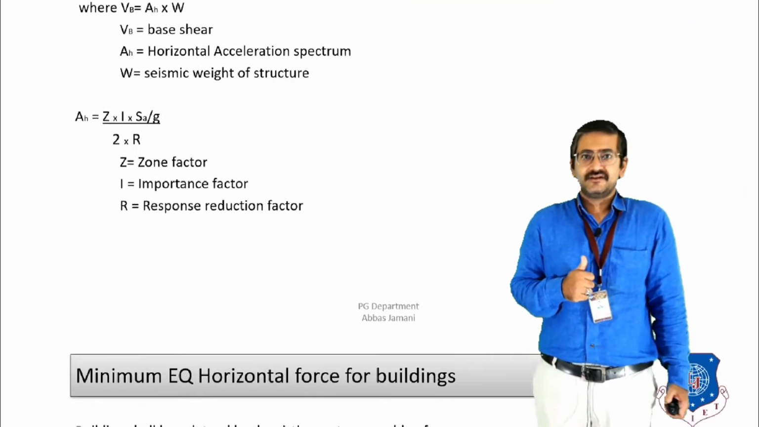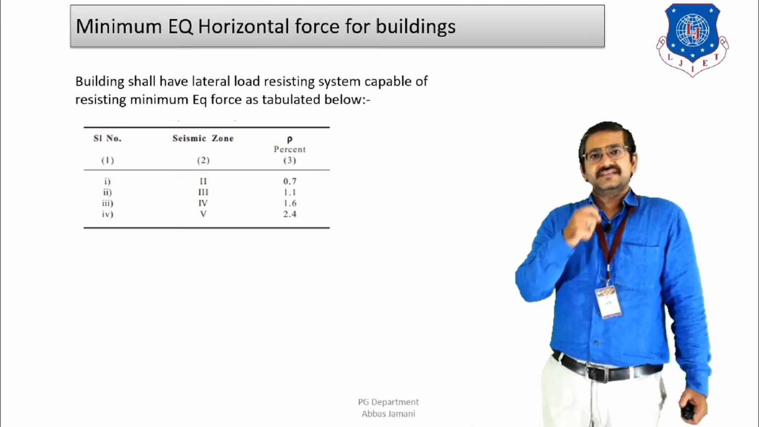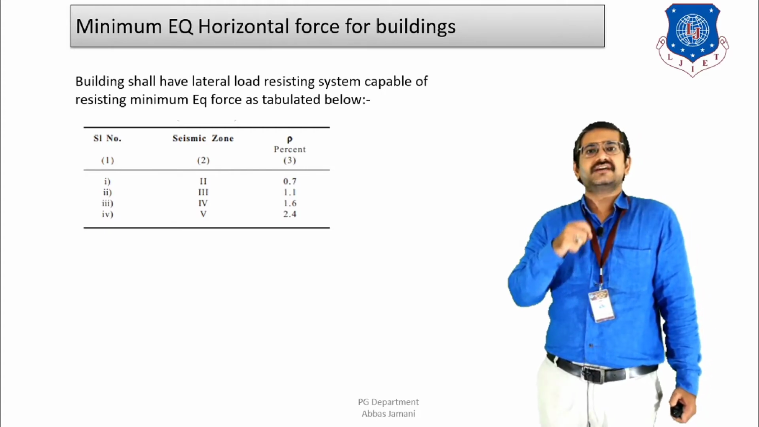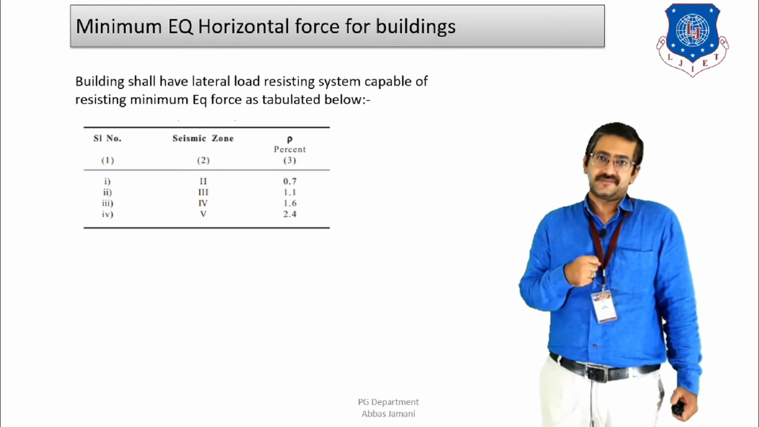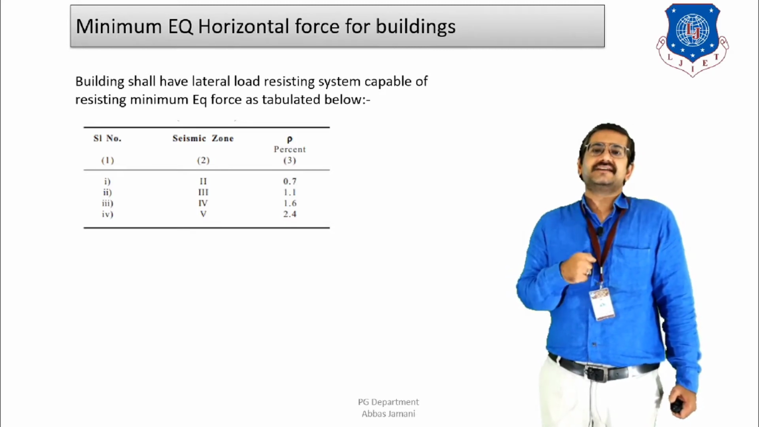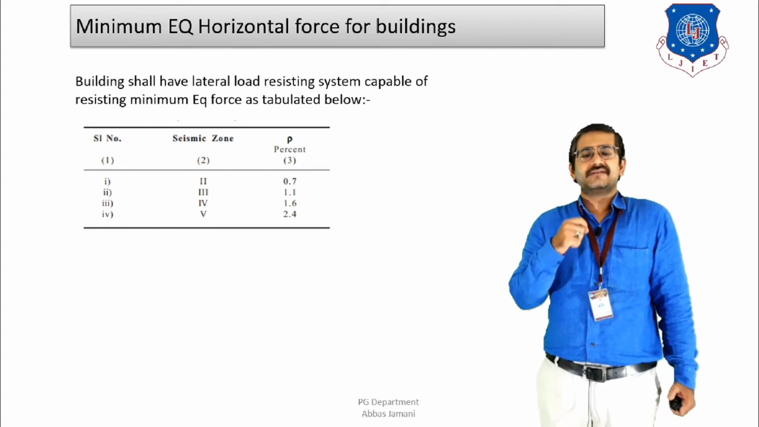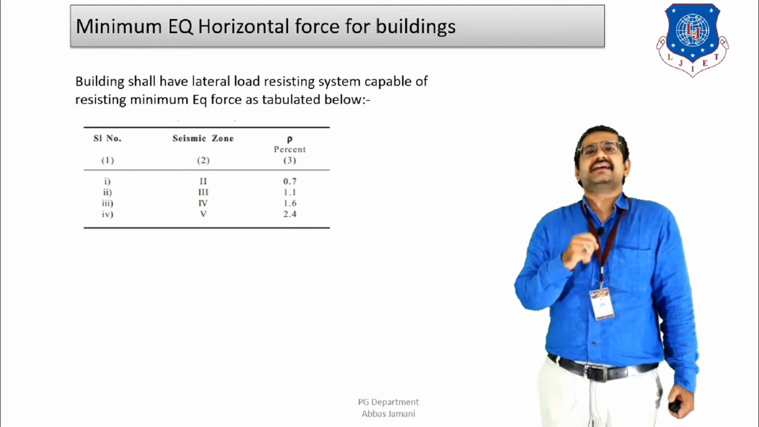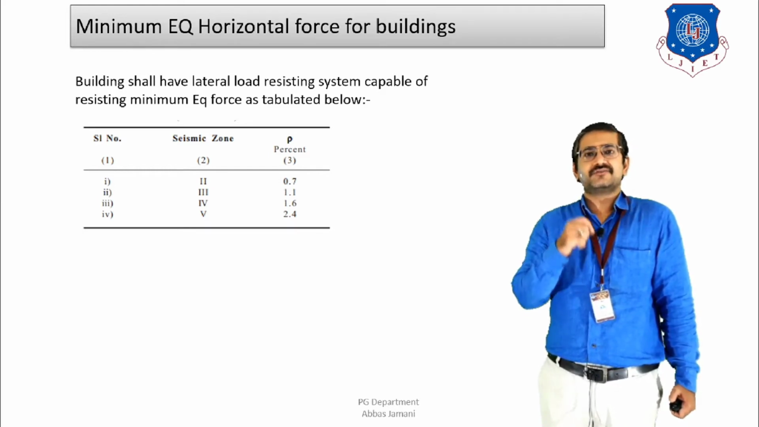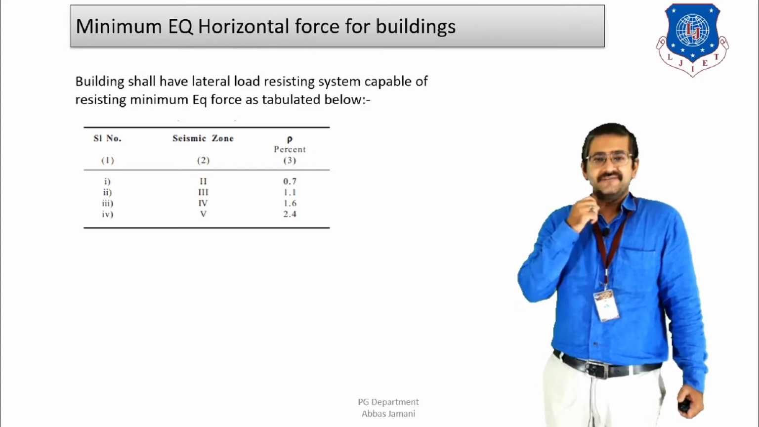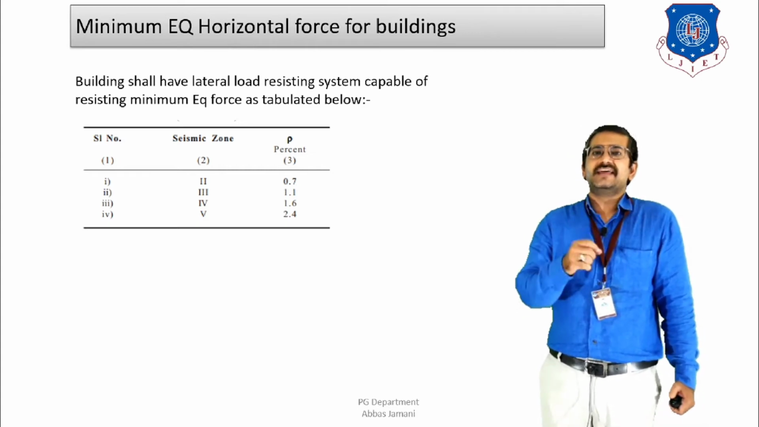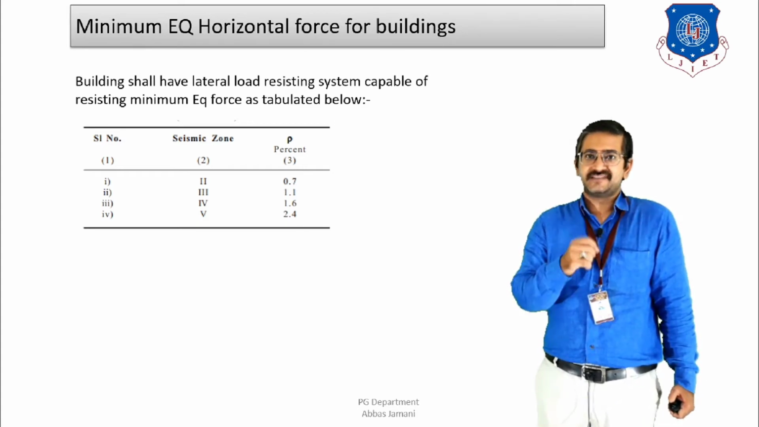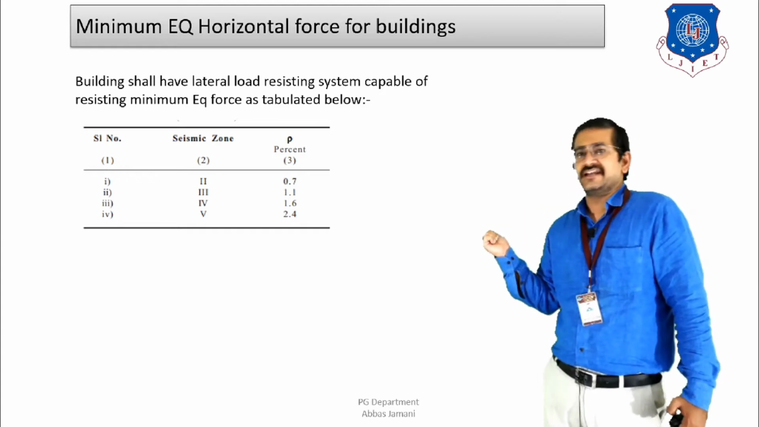Now, this value of VB equal to AH into W gives you an indication of the amount of earthquake that is going to be applied to the structure. What IS 1893 says is that, irrespective of the design lateral forces you calculate based on VB equal to AH into W, there is a minimum criterion for which the structure should be designed with respect to its location. For example, any building located in zone 2 should have a minimum lateral force resisting capacity as per the table mentioned here.